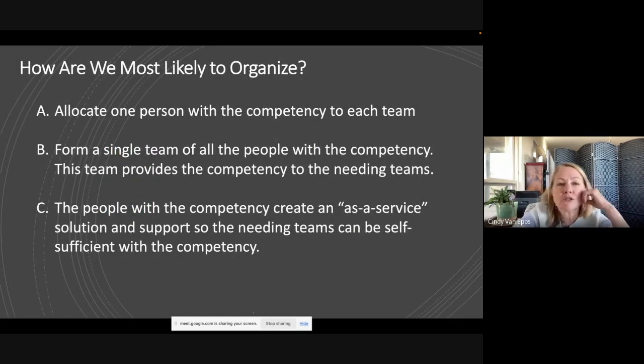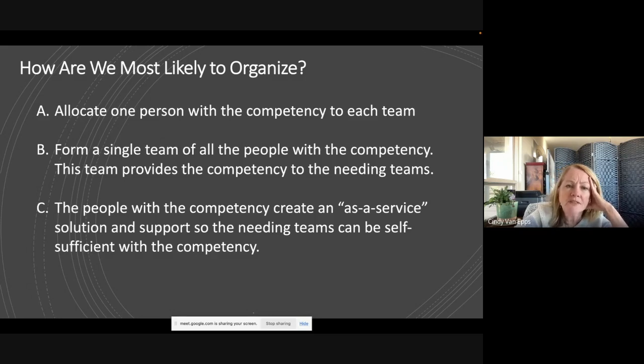I sometimes start with a poll. We have a short time frame here. What do we normally do? Do we allocate one person with AI and analytics competency to each team? Well, it depends on supply and demand. Do we form a single team of all the people with the competency, and they provide that competency like a shared service to the teams that need it? I would say that's the most common pattern that I see.